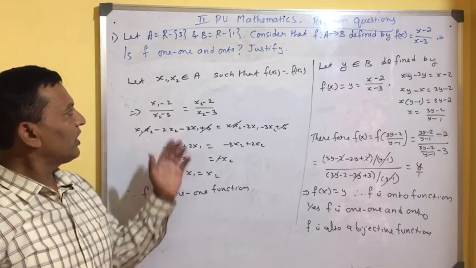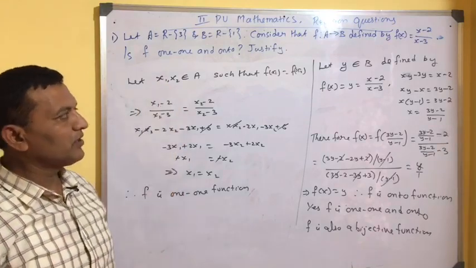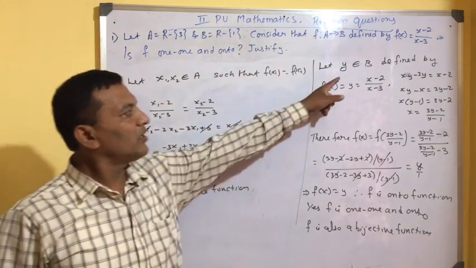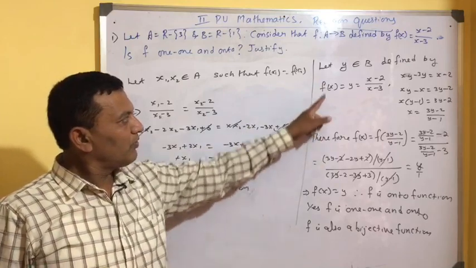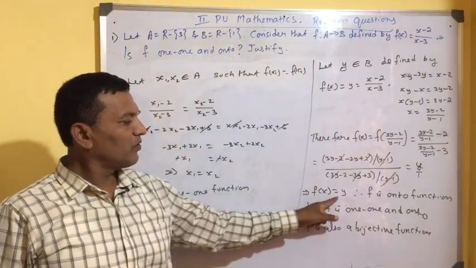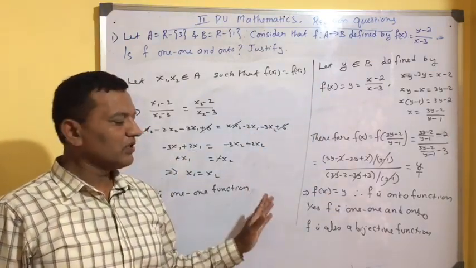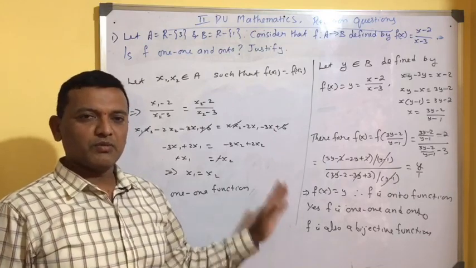Then to find onto, every element in set A has a unique image in set B, so every element in set B should have a pre-image in set A. Therefore, if you prove that for every y belonging to B, there is an x with f of x equal to y, then it is an onto function. Once it is 1-1 and onto, then it becomes a bijective function.